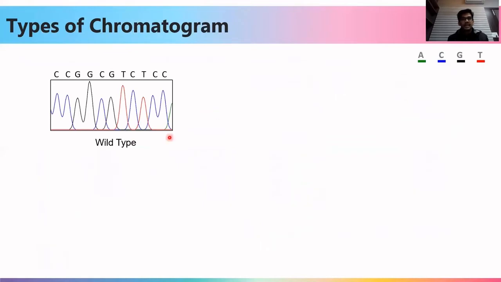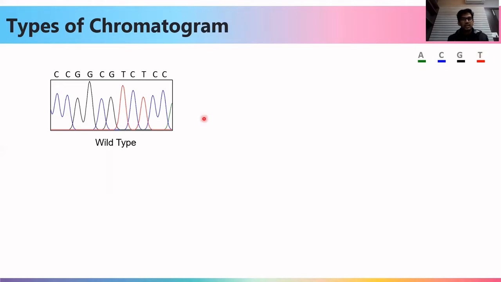As you can see in this chromatogram, there are perfect peaks, so there are no double peaks or anything like that. So this is the wild type chromatogram. In this, green represents adenine, blue represents cytosine, black represents guanine, and red represents thymine.